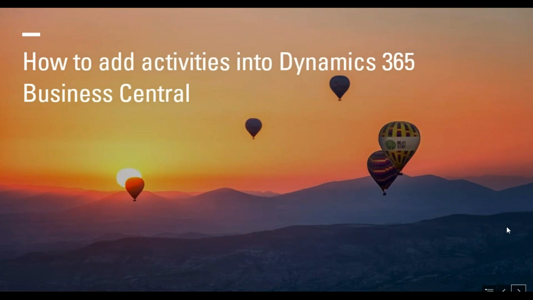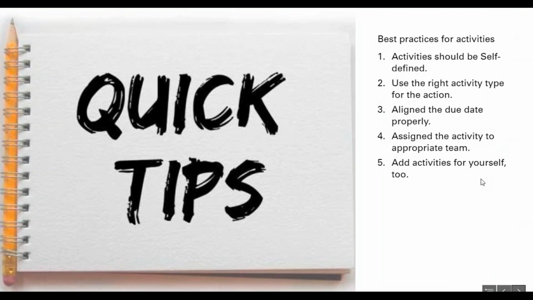So the main question here is how to add activities into Dynamics 365 Business Central. But before that, let us have a look at some quick tips. These are the best practices that we can follow to make our activities as meaningful as possible. Firstly, you must make sure that your activities are self-defined. Also, as I had previously mentioned, there are activity types that you need to mention when you define activities, so you must always use the right activity type such that the task is always clear.